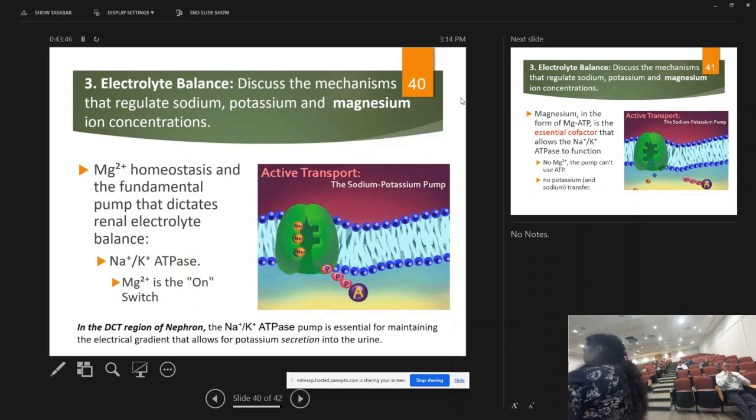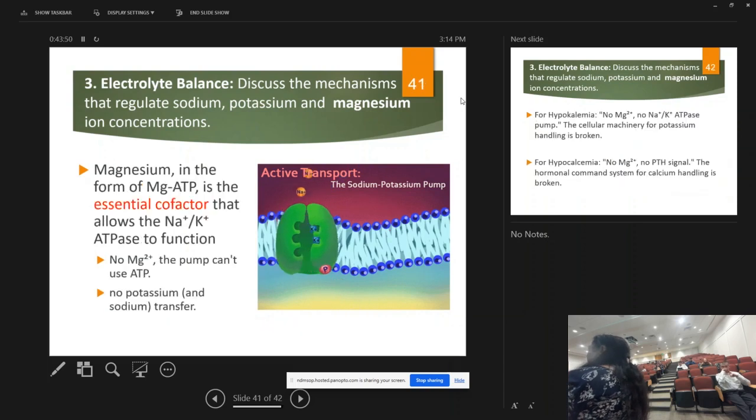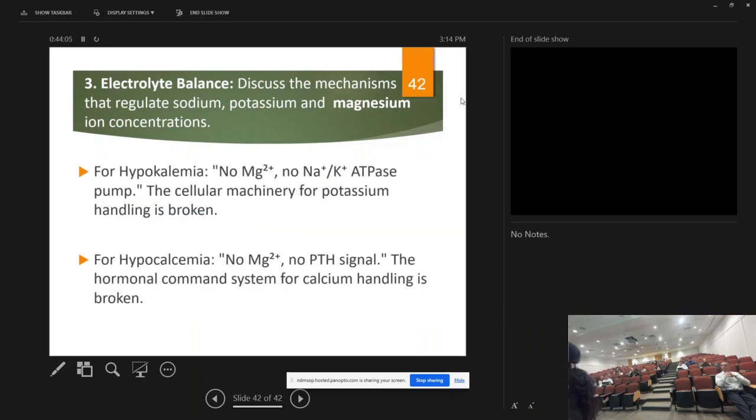Okay, and these are there in the DCT region of the nephron. So as I already said, it's essential. So if there is no magnesium, the pump cannot use ATP, and no potassium and sodium transfer will happen. So that's all I have for the science.